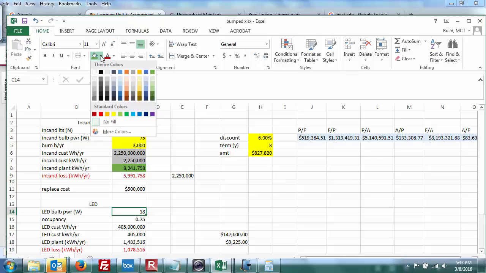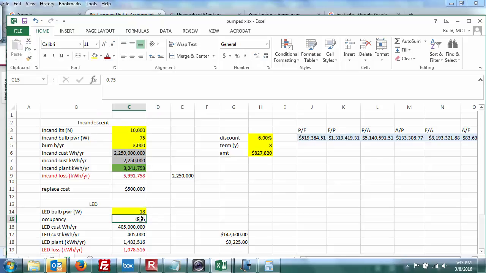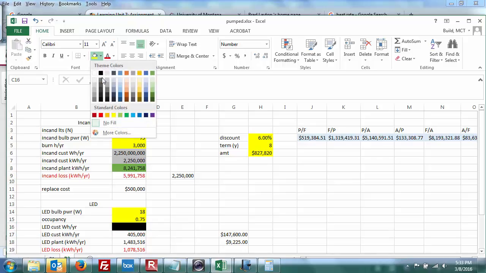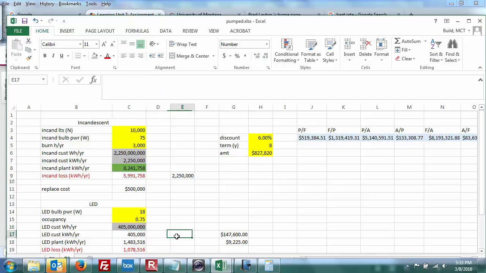Power per bulb, that can go in as yellow, fine, just like the other one did. Occupancy, fine, that'll go in as yellow. LED customer watt hours per year. So now we're multiplying 10,000 times the 3,000 times the 18. There are 4 multiplicants to make the product. The 75 comes in, and there we go. Watt hours per year, and so I'll go ahead and put that in gray also, like I did up top. LED customer kilowatt hours per year, you divide by 1,000, fine, still gray.